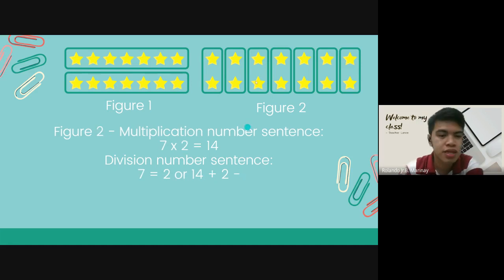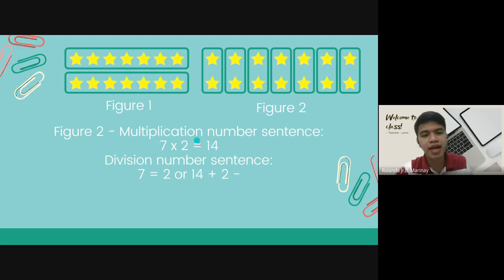So in figure 2, the multiplication number sentence is 7 times 2 equals 14, because we have 1, 2, 3, 4, 5, 6, 7. There are 7 groups, times 2 because there are 2 stars in each. So that is 7 times 2. For the multiplication number sentence, we have 7 times 2 equals 14.